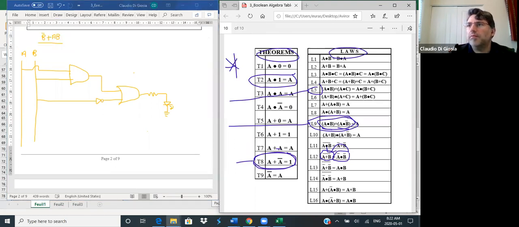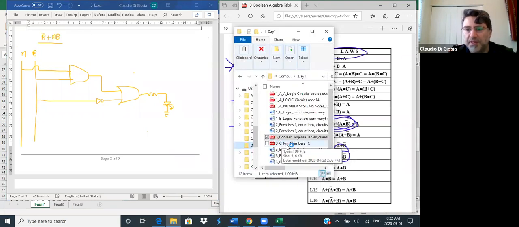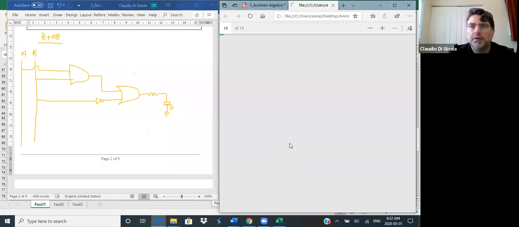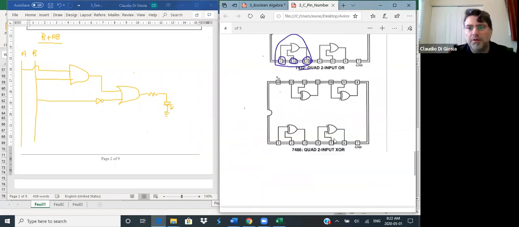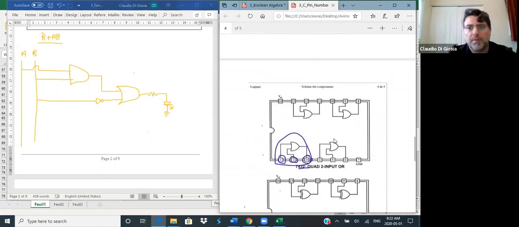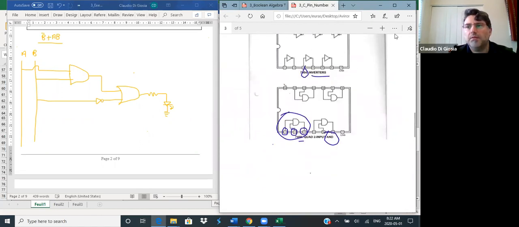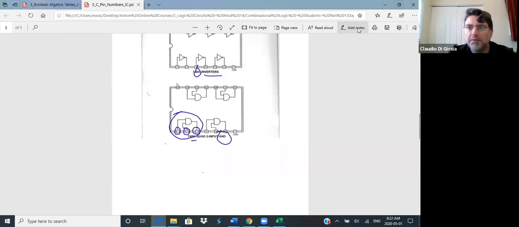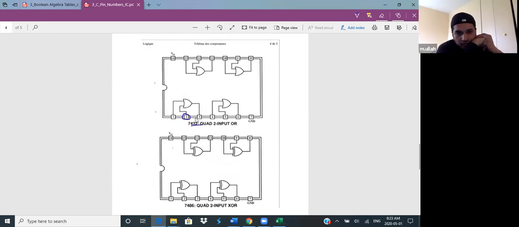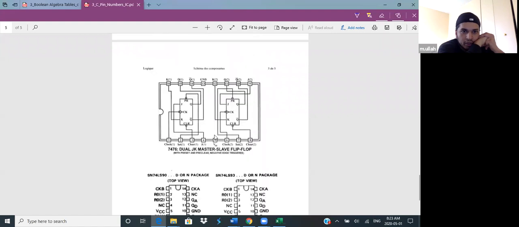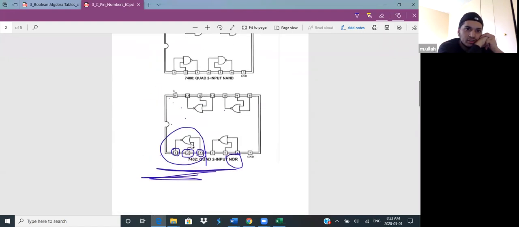Then what I want to do, if you go to the last page of that, or if you go to this document here, 3C pin numbers, we're going to look at the pin numbers. I'm going to start with the AND. Let's erase this. So when it comes to drawing out the simplified equation, you're going to have reference to the pin numbers? Yes. Okay.